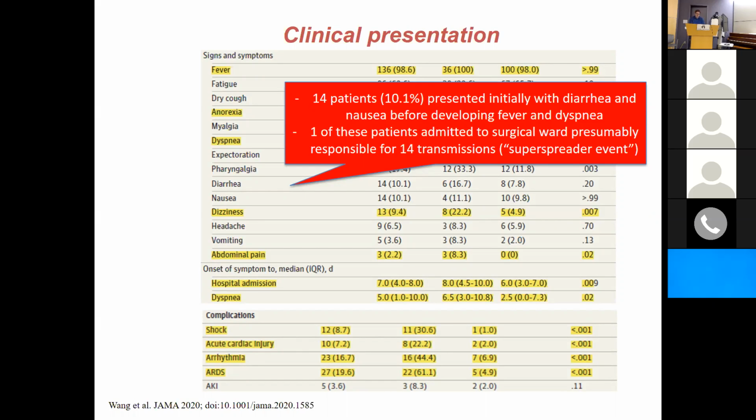And one of these patients was admitted to a surgical ward and was presumably responsible for 14 transmissions, which you could consider a super spreader event, which you typically saw with SARS. Beyond that, with COVID, in terms of super spreader events, it seems to be a rare event, but here it certainly happened because that patient wasn't isolated and was cared for in the surgical ward, and they probably didn't think that the patient had a respiratory infection.